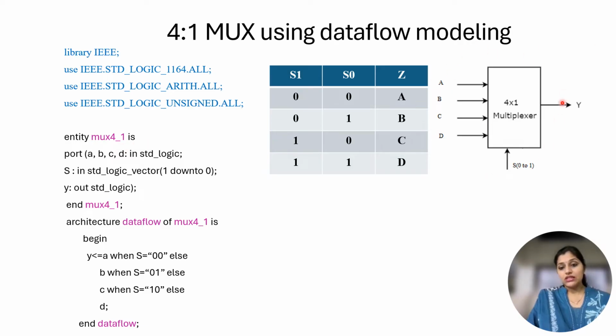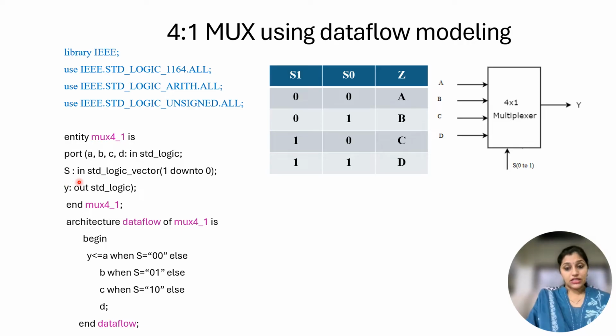Here you can see in this diagram a 4:1 multiplexer. How many inputs are there? 4 inputs: A, B, C, D. So port A, B, C, D, colon, they are inputs, so in, and their data type is std_logic. Then in the case of a multiplexer, we have select inputs. For a 4:1 multiplexer, the number of select lines is 2. The relationship between select inputs and data lines is 2^m = n.